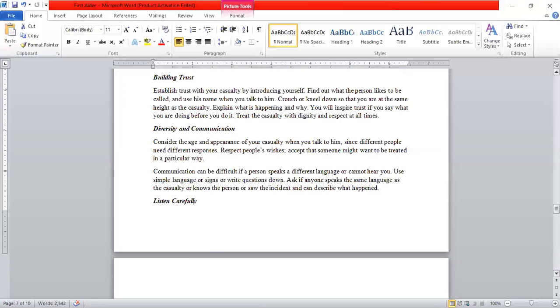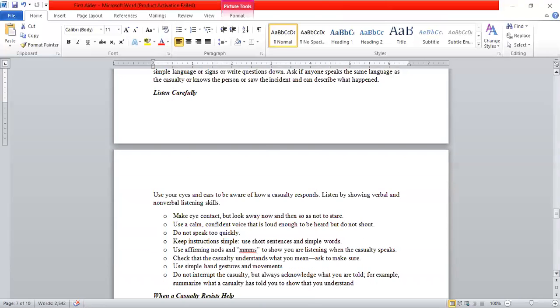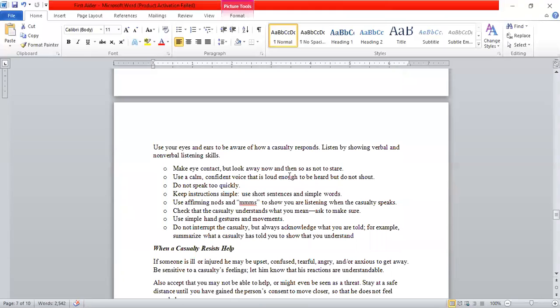And then the other thing is about the listening skill. You need to use both verbal and non-verbal listening skills, such as making eye contact, but look away now and then, so as not to stare at the casualty, because they may be in a very bad condition. So do not stare at them, but you need to keep eye contact. Those are some non-verbal listening skills. When you look at someone, you can tell the movement of the mouth, and you can even interpret what they're trying to say.